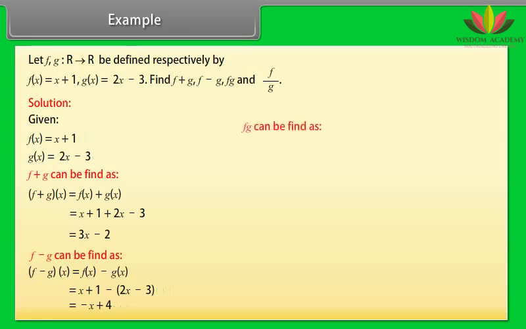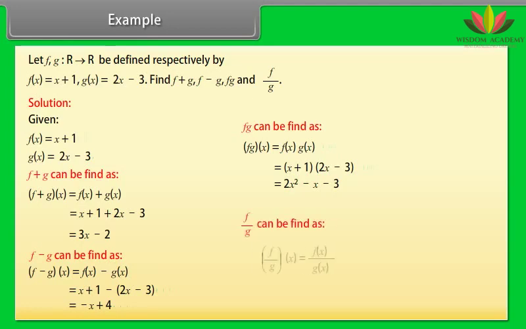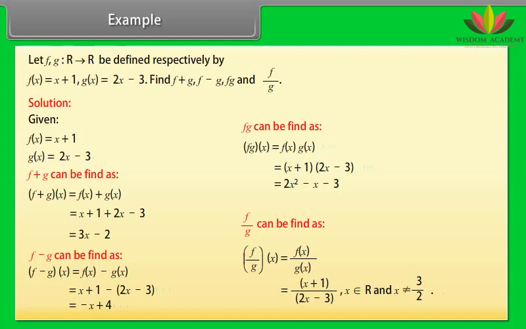fg can be found as (fg)(x) = f(x) into g(x) = (x + 1)(2x - 3) = 2x² - x - 3. f by g can be found as (f/g)(x) = f(x) by g(x) = (x + 1) by (2x - 3), where x belongs to R and x not equal to 3/2.